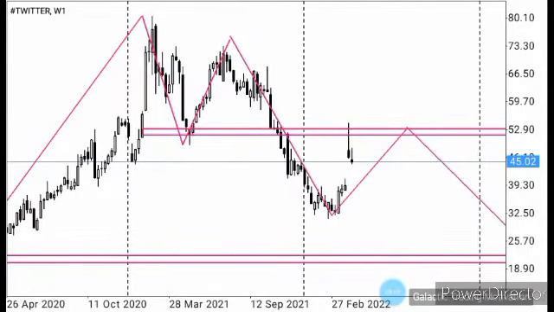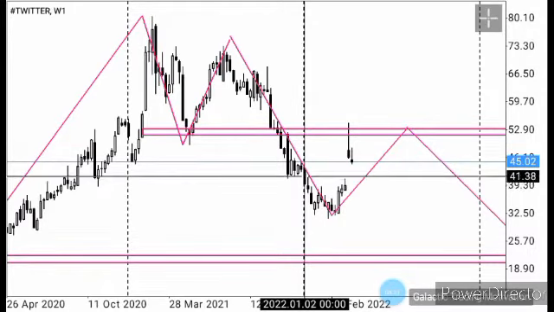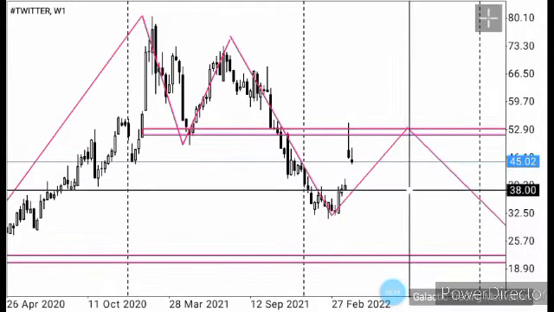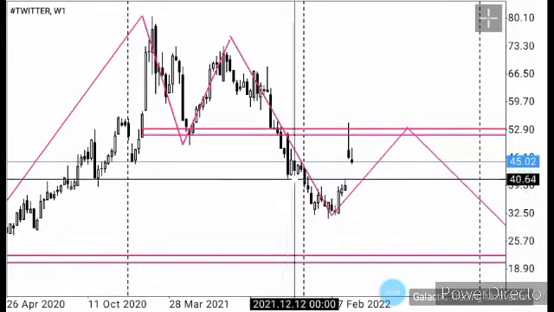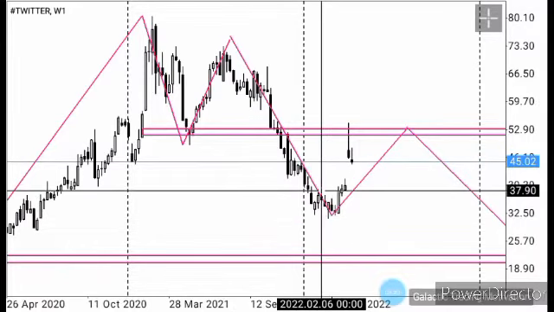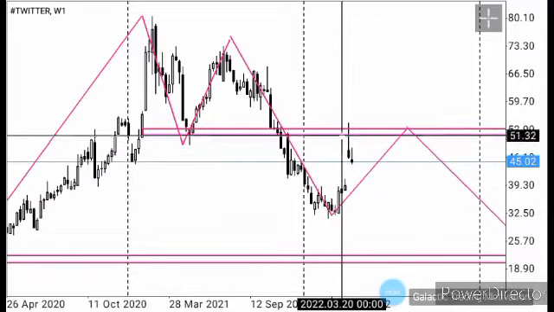Let's continue. Another thing that I can see, which is also very important, is that we have a formation of a small W here. It's a W formation here. So we've got the first leg, price went up to the neckline, then we had the formation of the second leg, price went up and it broke that neckline.